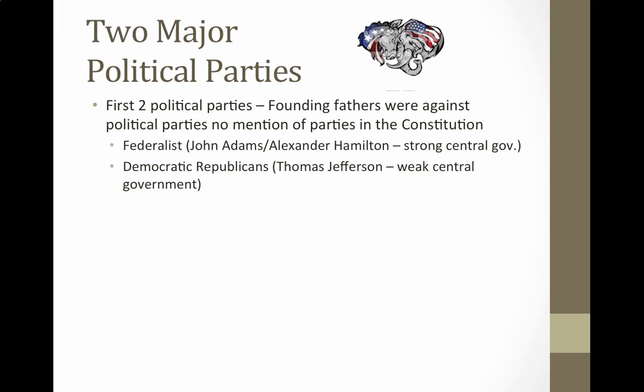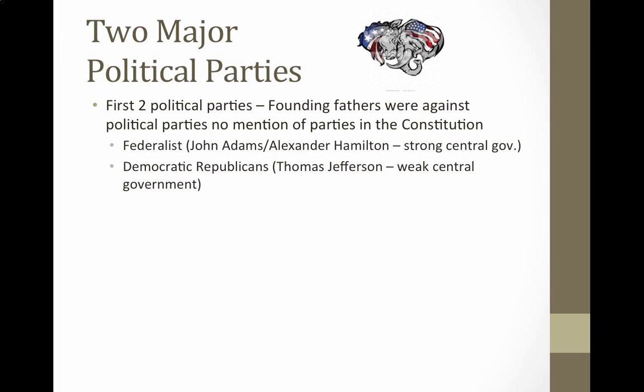When we look at political parties, we're not going to look at the Constitution because there's nothing in the Constitution about political parties. These were created after the fact, and it's only because even though they didn't want differences and they wanted everyone to come together around this new government, you are going to have people who dislike what the government is doing, and you're going to have people who like it. And so that's exactly what happened.